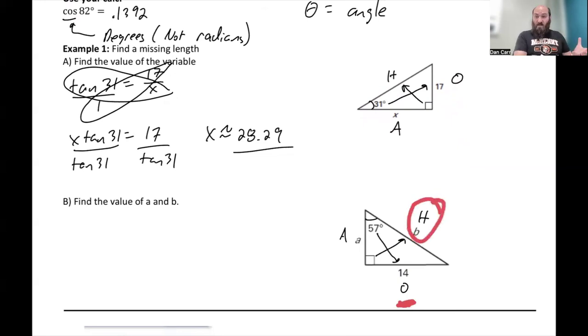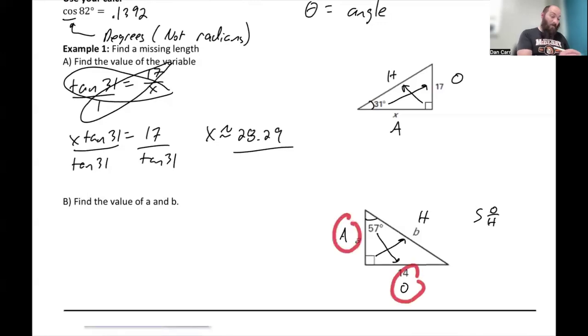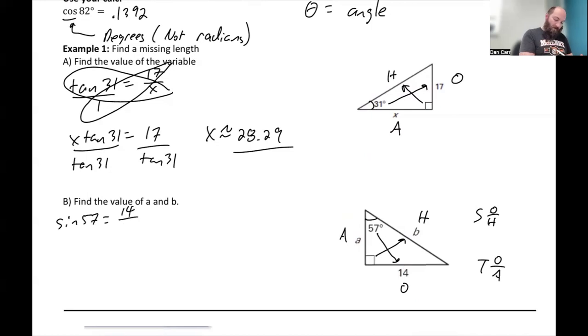I know the opposite side, and I'm looking for the hypotenuse in this case. That's going to be sine. The other one is opposite and adjacent again, so my second one is going to be a TOA scenario. If I set up both of those, the sine of 57 is equal to opposite 14 divided by b, and the tangent of 57 is equal to opposite over adjacent a.